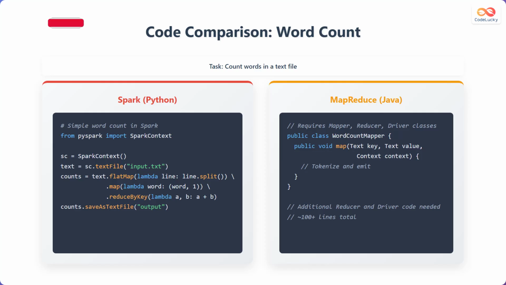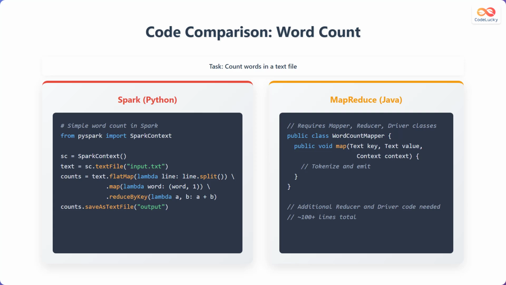Let's compare the code required for both the frameworks. The task is to count words in a text file. On the left, we have Spark code written in Python, which is concise. We import Spark context, create a Spark context object, read the text file, flat map each line, map each word to 1 and reduce by key to get the word count. Finally, we save the output to a text file.